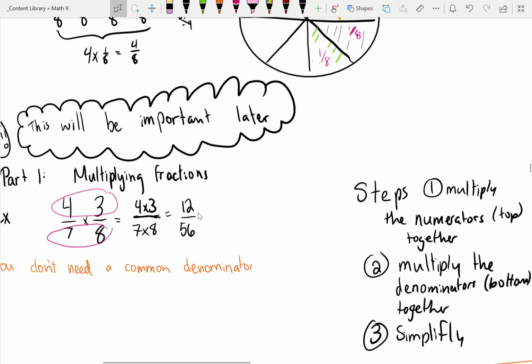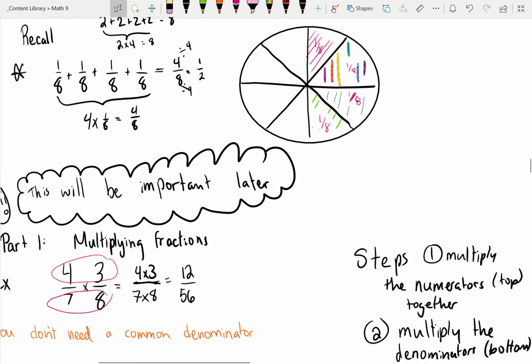So I see 12, I see 56. When I see this, I can look for the largest number. Like here I found a common factor of 4, but if you don't see a common factor, you can always divide by the one that you do know. So for example, with 4/8, maybe I see the 2 first, so I have 2 over 4, and then I go, oh, both of these are divisible by 2, so I take another 2 and I get 1 over 2.